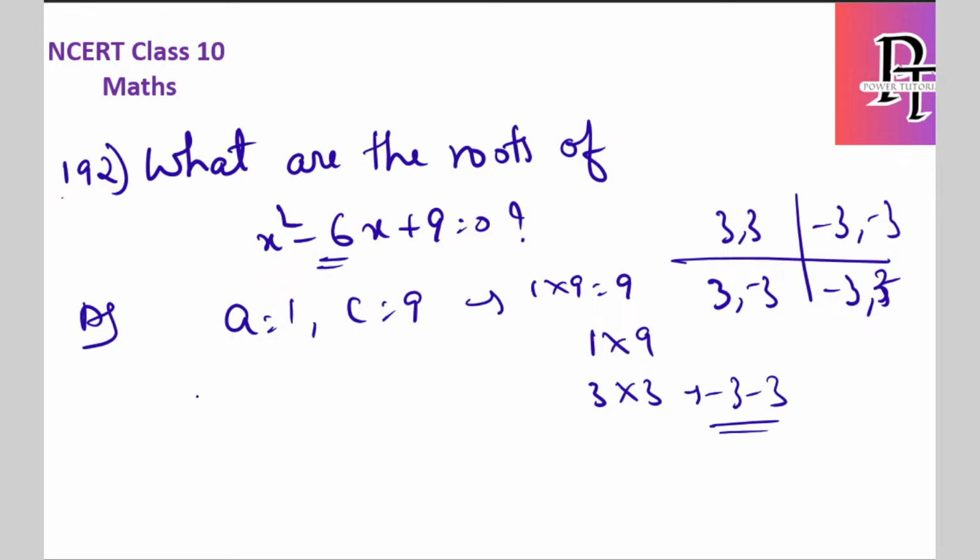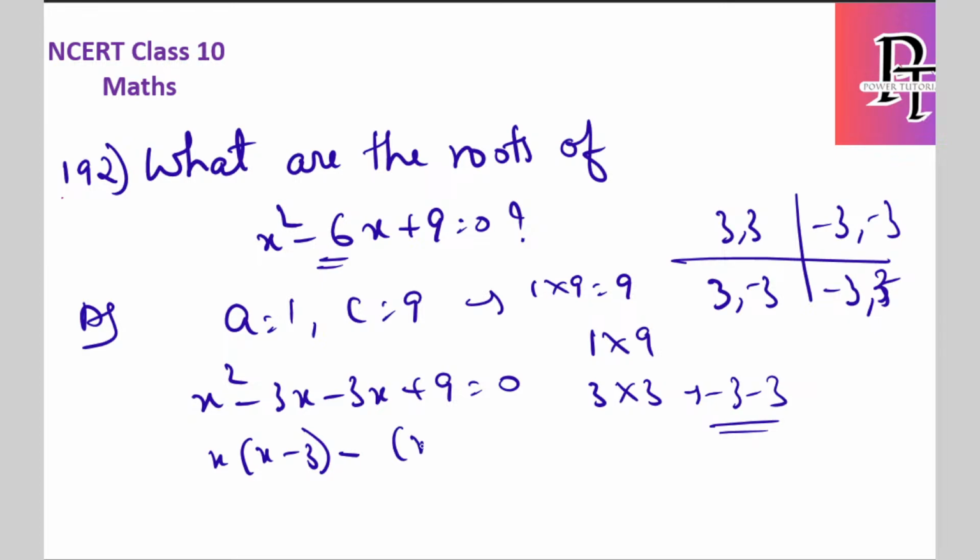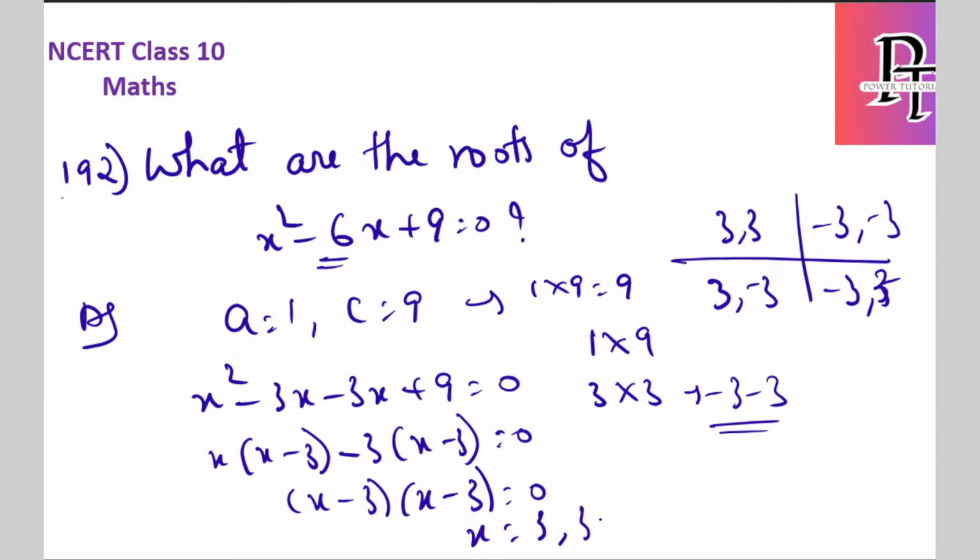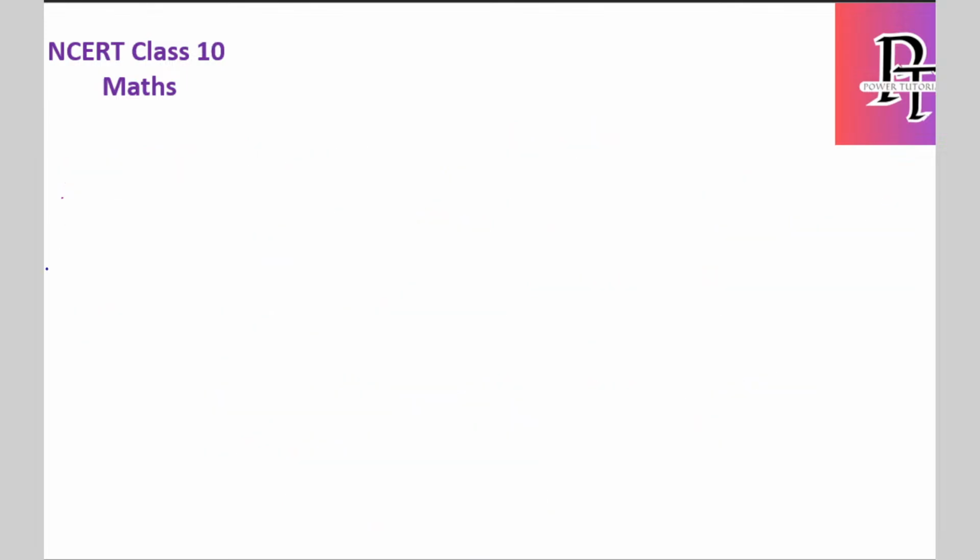Okay, so x square minus 3x minus 3x plus 9 is equal to 0. x into x minus 3, again minus 3 into x minus 3. So I can write this as x minus 3 into x minus 3 is equal to 0, which are same, so x is equal to 3, 3. Because x minus 3 is equal to 0, then x will become 3. Okay, let's go to the next one, 193rd.